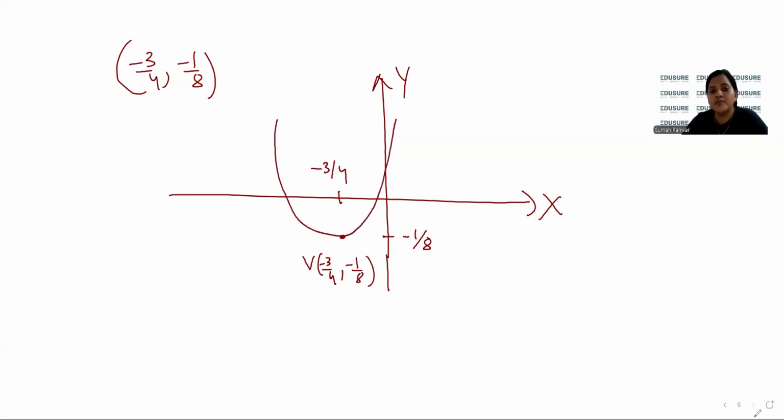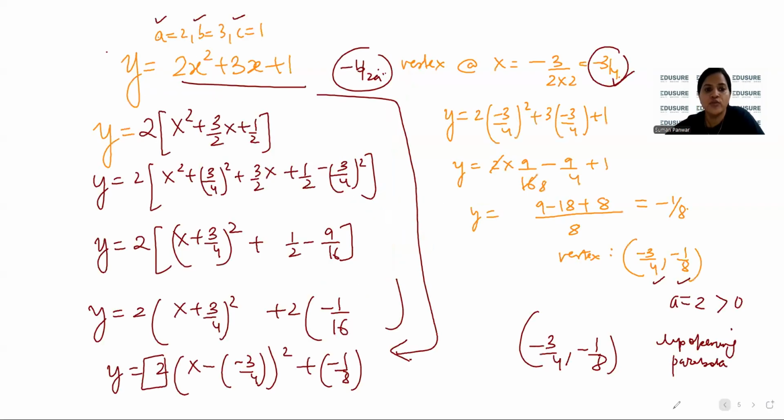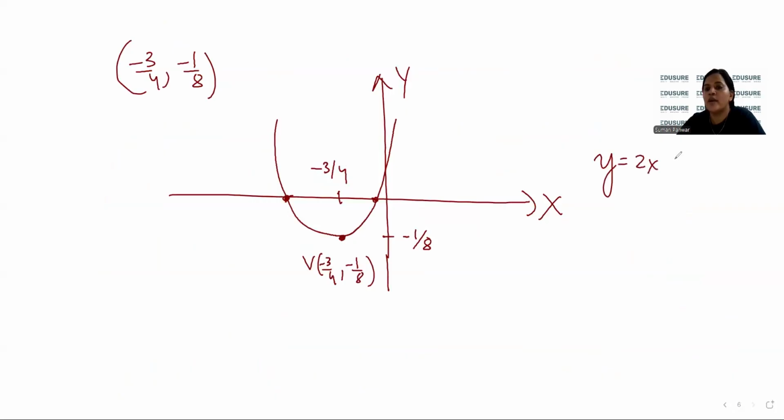But remember one thing, just because the vertex is below the x-axis, this parabola will definitely cross the x-axis at 2 points. What it means is that the quadratic equation will have two roots, two negative roots, and let us confirm that. So what was our equation? So our equation was 2x square plus 3x plus 1. So what are the roots of a quadratic function? The roots of a quadratic function are those values where y is equal to 0. That means where the parabola or the graph crosses the x-axis. So 0 is equal to 2x square plus 3x plus 1.